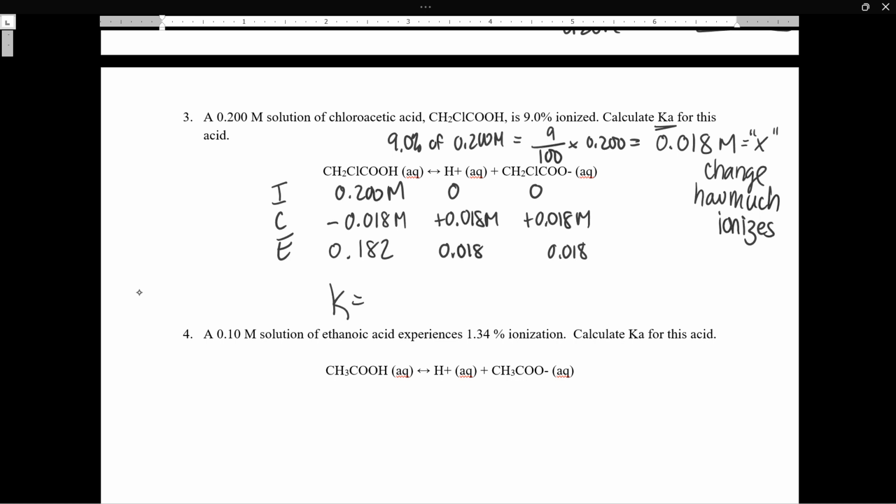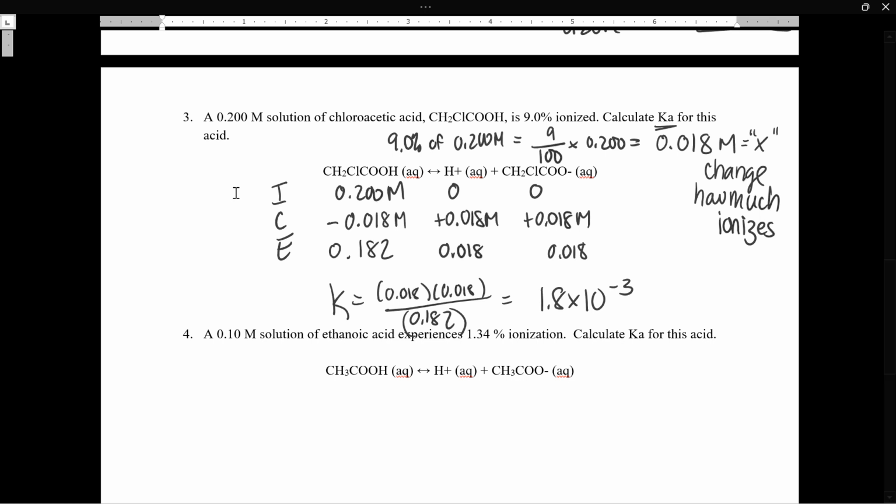My K is my products over reactants. So the top is 0.018 times 0.018 divided by 0.182. And you plug that in and solve. 0.018 times 0.018 divided by 0.182, you end up getting, let's see, I think 1.8 times 10 to the negative 3, it looks like. I'm going with 2 sig figs because the percent ionization was given to me with 2 sig figs, so it seemed reasonable to me there.